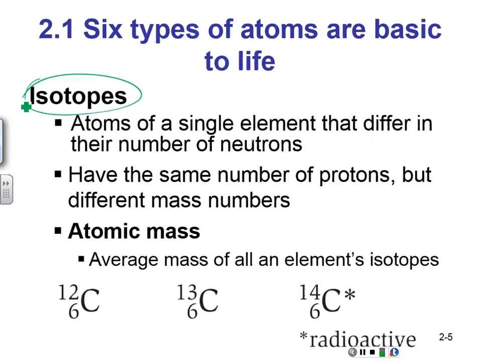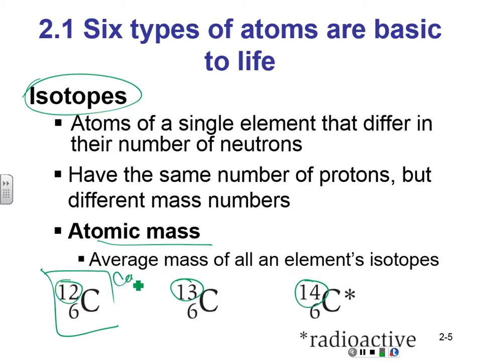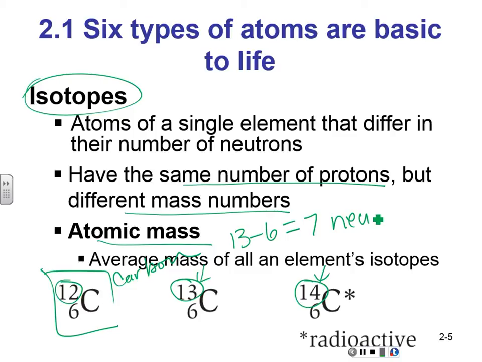There is something called isotopes. Now, isotopes are where the atomic mass is slightly more than it is normally. So this is our normal carbon. Sometimes you will find carbon atoms that have a higher mass. So they have the same number of protons, but they have different mass numbers. And remember, what does the mass number tell you? 13 minus 6 would tell you you have 7 neutrons. What's 14 minus 6? That would tell you you have 8 neutrons. I spelled that wrong.